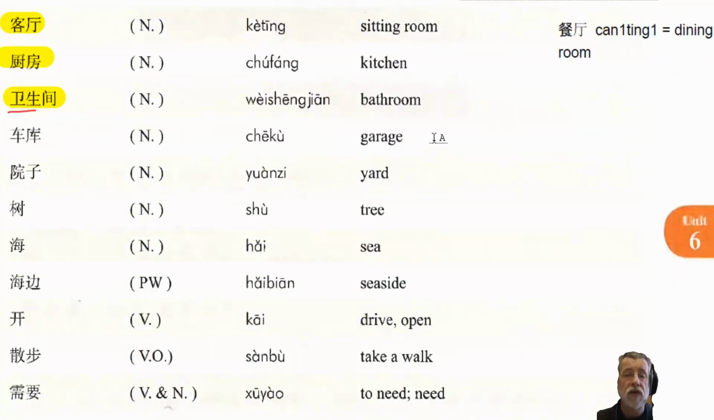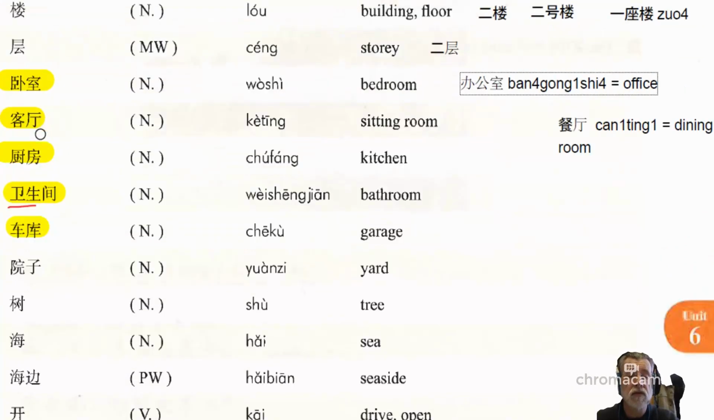Moving on, we also have the word for garage, 车库. So 车 we already know, which means a vehicle. 库 is a place where you store things. And if you look at the character, and I'm sorry, the scan is not brilliant, but let's see if I can make it bigger.